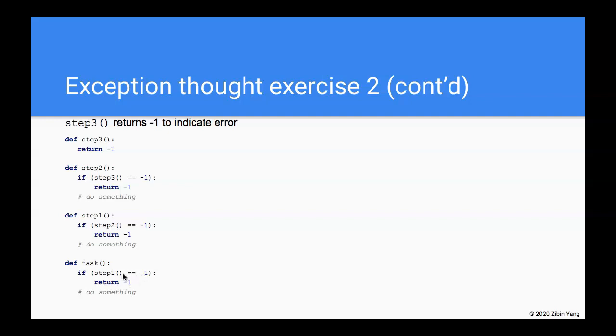And it's only by doing this that we can properly propagate the error encountered at step 3 all the way up to the top level task. And if there's no error, then it can continue to do the normal thing that each of these steps would have to do.